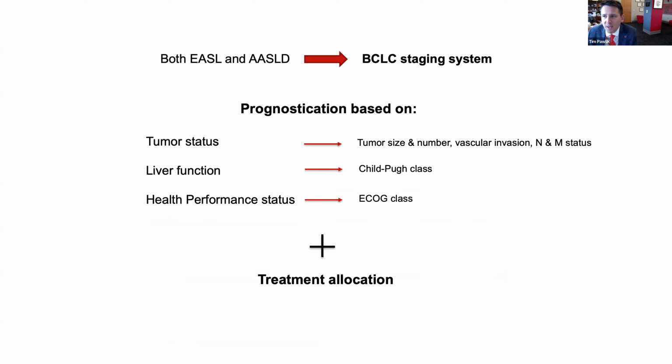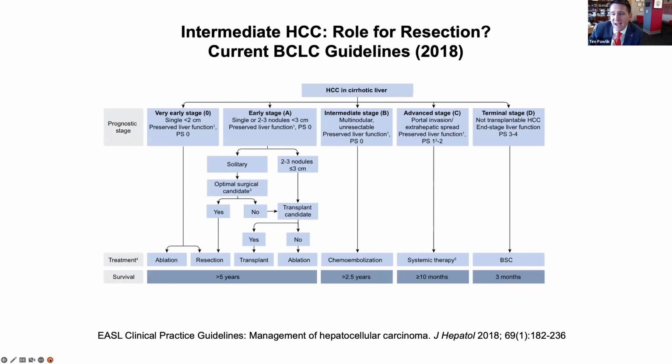What's unique about the BCLC staging system is that it combines not only tumor status factors, like the AJCC, which has only tumor-specific factors, but it also incorporates liver function and performance status with the ECOG. So it's more holistic in nature. And in addition to being a staging system, it's really a treatment allocation algorithm.